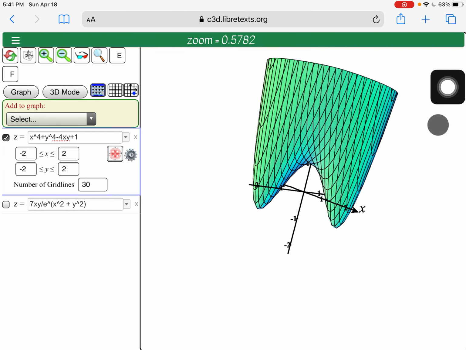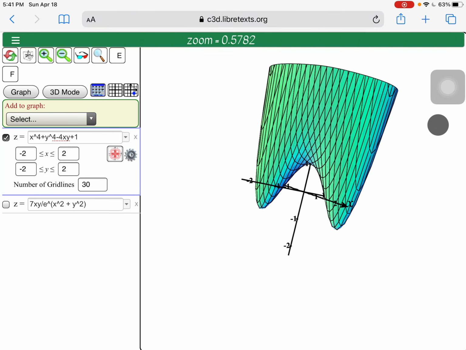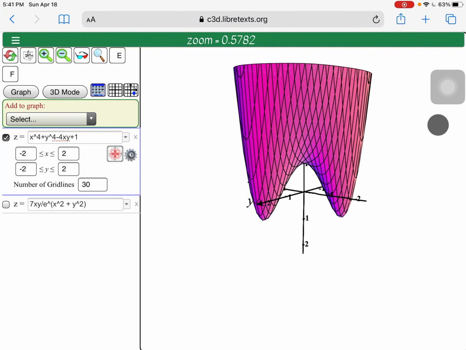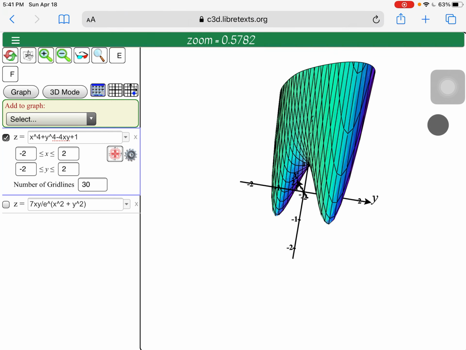There's all sorts of ways to understand the surface. To me, it kind of looks like a tooth. I don't know, so what does that say about me? Maybe I have to go to the dentist if I'm thinking about teeth.